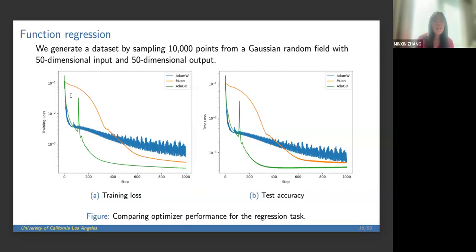You can see that the green plot is the result of our algorithm. Our algorithm is able to converge faster and achieves both a lower final training loss as well as better test accuracy.